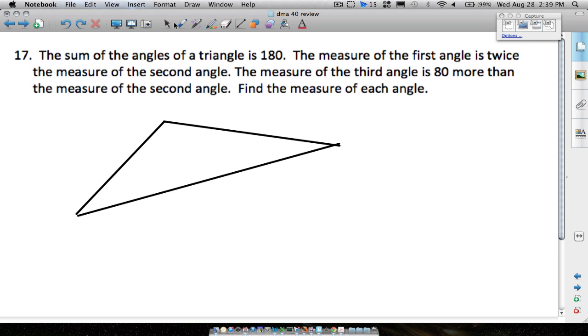So notice, anytime we do a word problem like this, I mentioned this in class, you got to start somewhere. Start with a variable. It says the measure of the first angle is twice the measure of the second angle. So notice that the words second angle are popping up there. Notice the words second angle pop up again in this sentence. The measure of the third angle is 80 more than the second angle. So we'll call this our second angle, and let's start by giving it a value of x. This is our second angle.